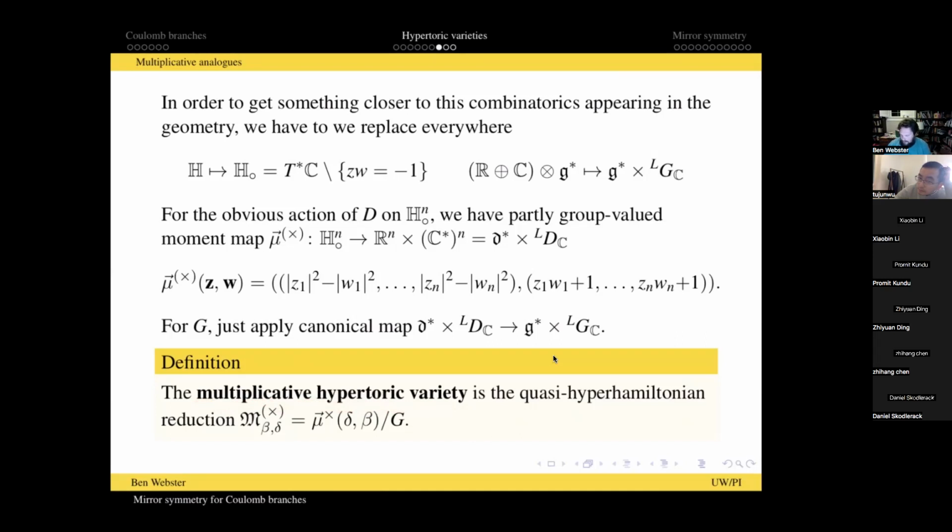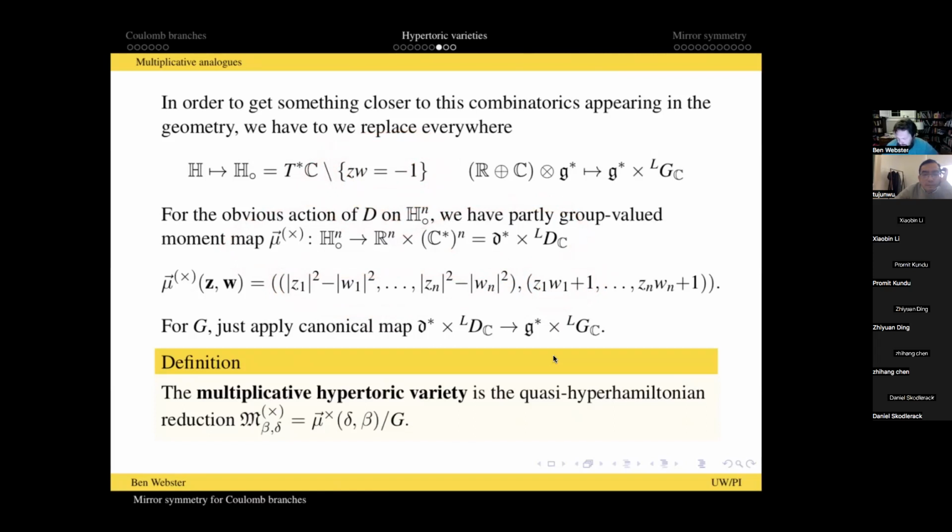And again, I'm kind of low on time. The important thing I do here is I replace T star of C with T star of C minus this divisor, and I change the symplectic form on it. That's the sneaky important thing I do. And then, instead of a usual moment map, I have a group valued moment map. So this part is the same, but before I had just ZiWi, and now I have a group valued map, ZiWi plus 1. And that lands in the group because I removed this divisor.